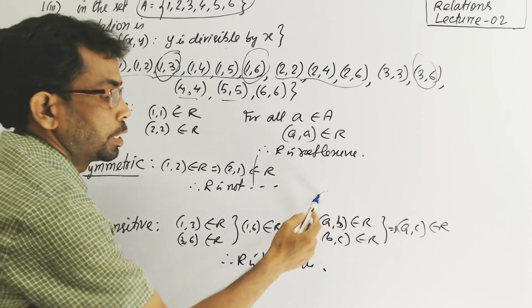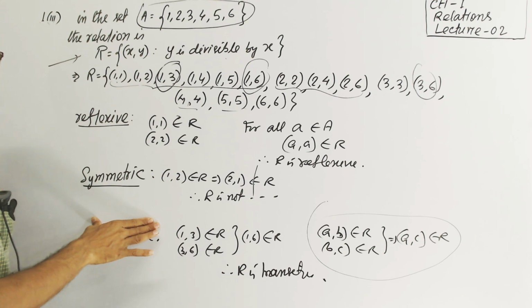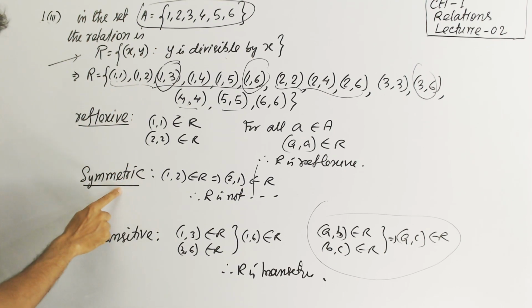We can explain with the definition also. So the relation is transitive, and hence the given relation is reflexive. It is not symmetric, and it is transitive.